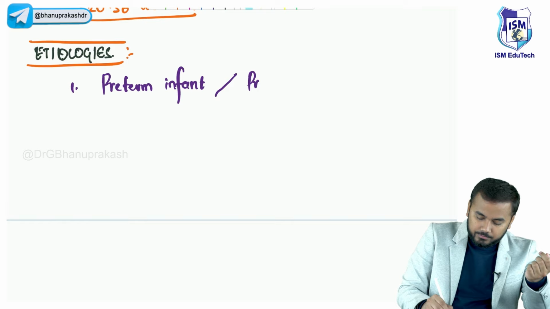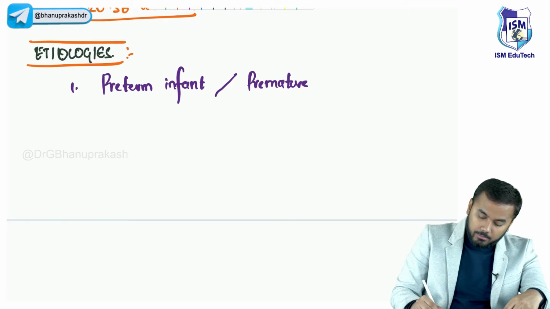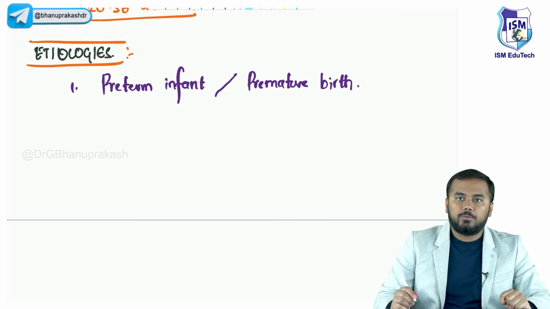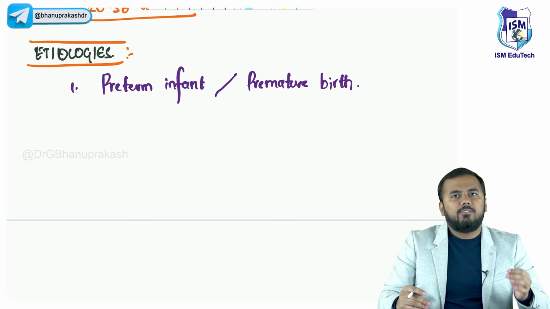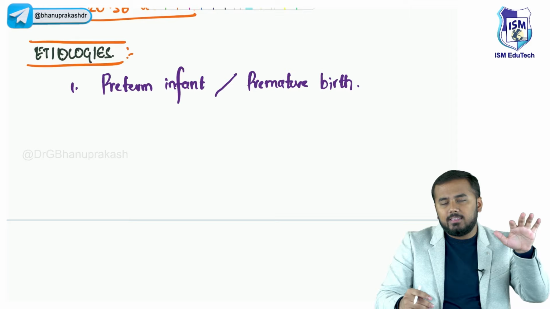or premature birth. Preterm infant or premature birth. Now you might get a doubt, I hope all of you know this, that why in premature infants, between 20 to 36 weeks, if delivery happens, why in these infants is there respiratory distress?